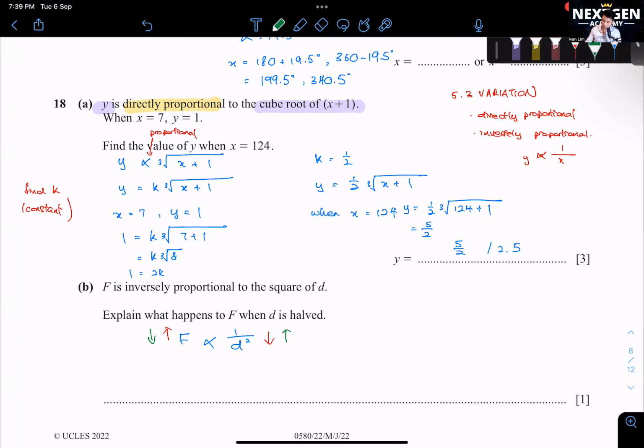So what happened? You all see here: explain what happens to F when d is halved. When d is half, what will happen to F? Half, the opposite of half is?